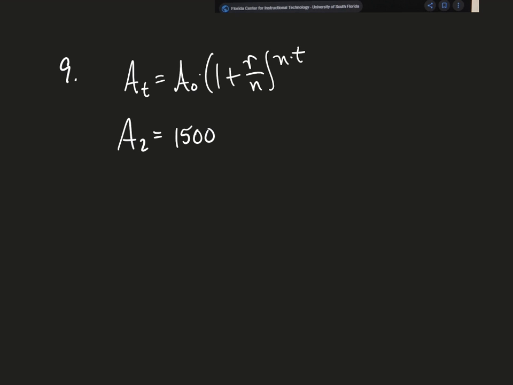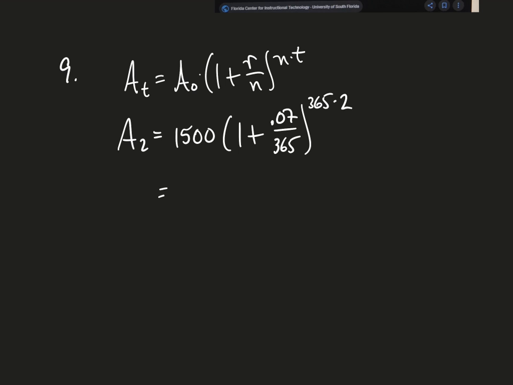The initial amount of money is $1,500. The interest rate is 7%, but remember you got to change that to a decimal. So 7% would be 0.07. And then it says compounded daily. And so n, compounded daily, means every day of the year. So it's going to be compounded 365 times. So the n value is 365. And then again, the number of years is 2.